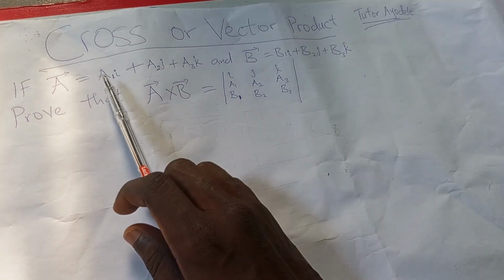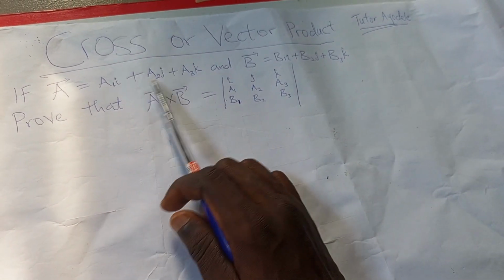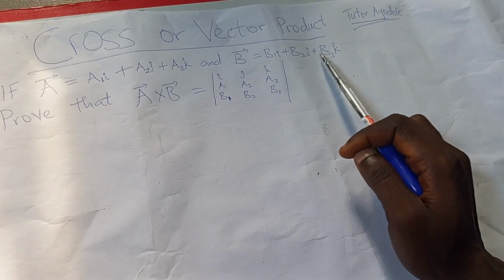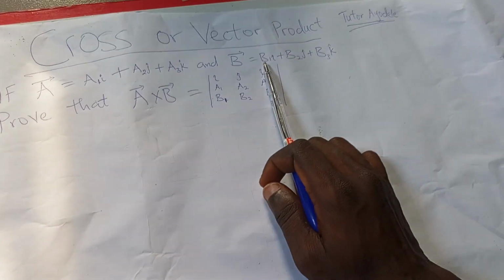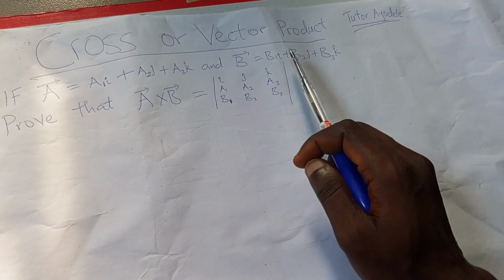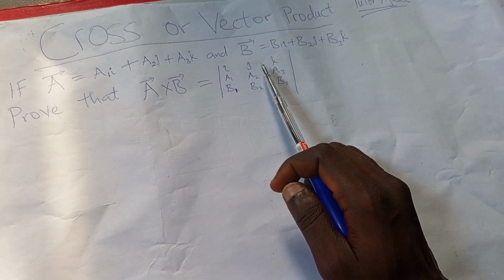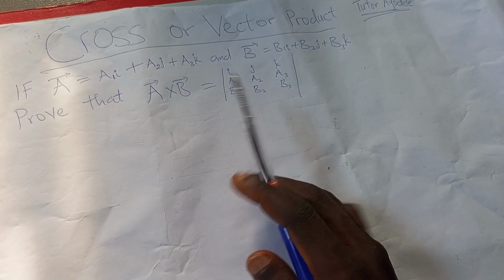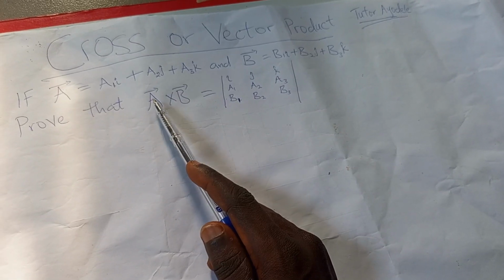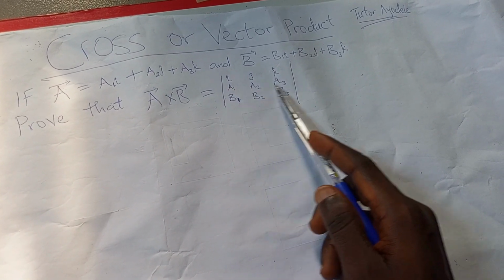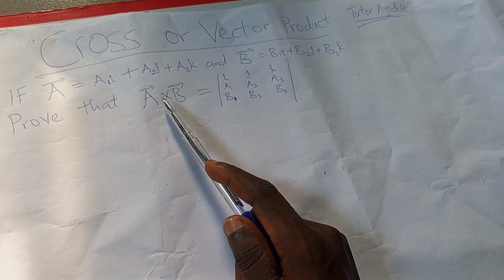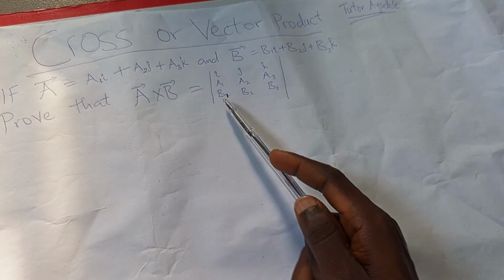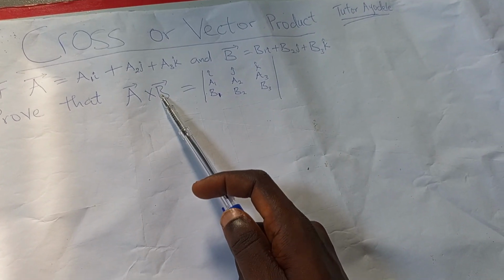If you notice vector A, we have A1 I plus A2 J plus A3 K. And vector B, we have B1 I plus B2 J plus B3 K. Something is common here and it's also common here, which is what? I, J, K. So the first row will be I, J, K. The second row depends on which comes first. Since A comes first, the second row will be the coefficients of A, while B next, the third row will be the coefficients of B.